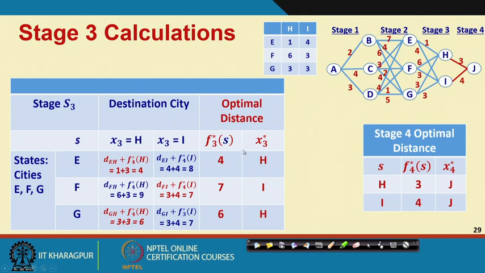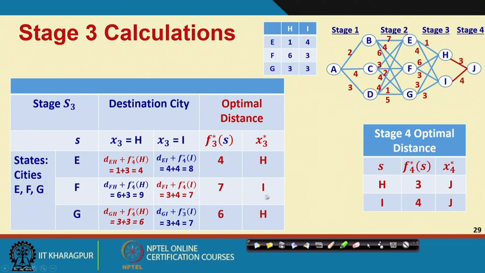So, obviously, f star E will become 4 and the destination will be H. Why has the destination become H? Because that H part has come out to be the minimum. All right. Similar calculation for F, you will find the lower value comes with I.